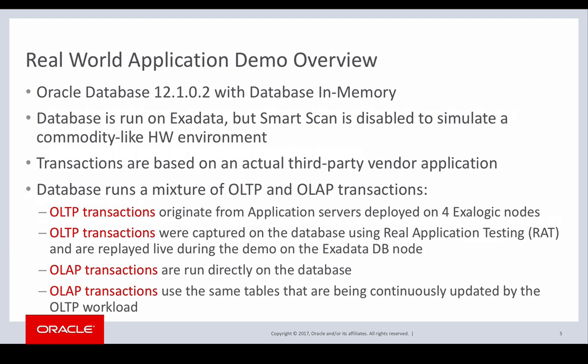The demo has been created using Oracle Database 12c Release 1 with the 12.1.0.2 patch set installed. This allows the use of database in memory, which is an option to Oracle Database that was introduced in 12.1.0.2. The database is run on Exadata, but we disabled Smart Scan to provide a more commodity-like hardware environment. The application workload was created using 4 Exalogic nodes as the application servers. The workload they generated on the database was then captured using Oracle Real Application Testing, or RAT.